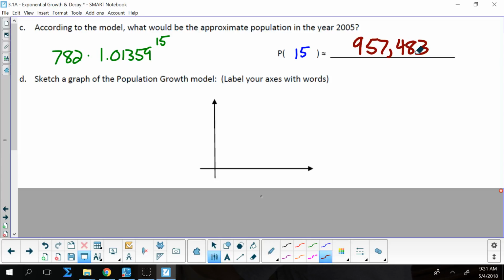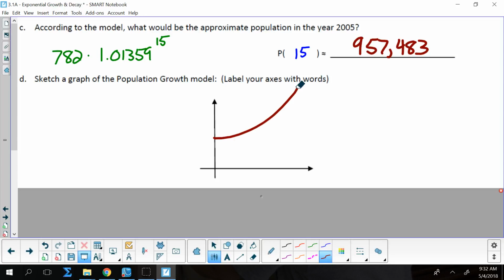Sketch the graph of the population growth model. Label my axes with words. Well, it's going to start out up here, and it's going to go like that, correct? Because it's a growth. How do I know this is a growth? The B is greater than 1. Yep. This is in that first case that we were learning about the other night.